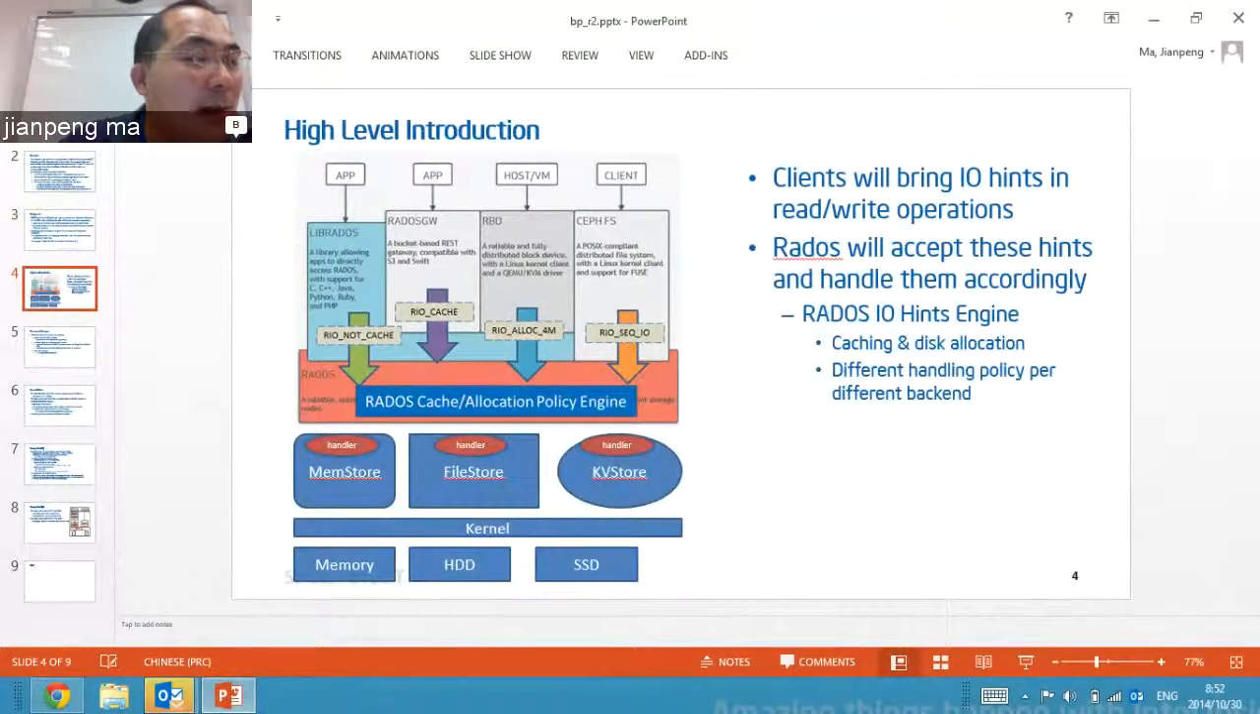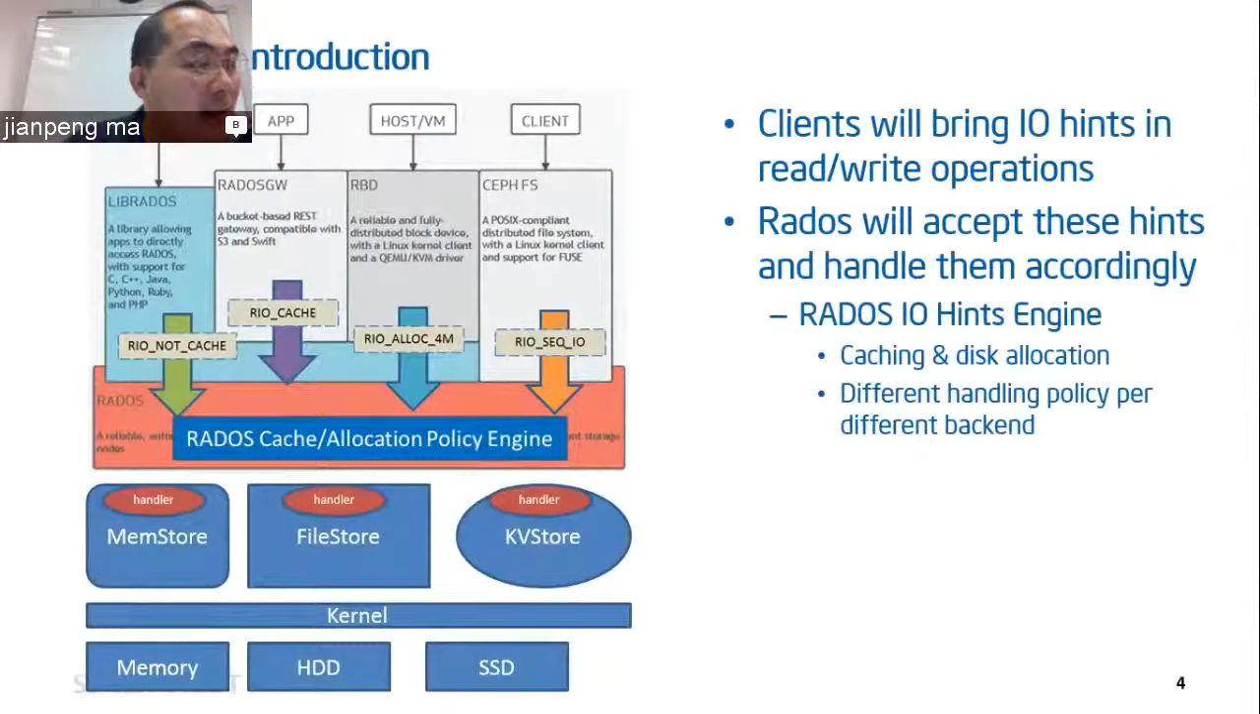Next, this is a high-level introduction of the general framework. From the left picture, in our proposal, we provide the client the ability to set the hints and pass them through librados. The RADOS hint engine will accept those hints and dispatch them to different backends. Different backends, for example FileStore, MemStore, KVStore, will handle those hints accordingly to get good performance. For example, a KV store might have special operations to support readahead.